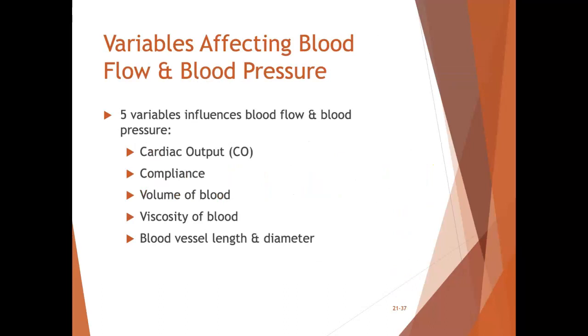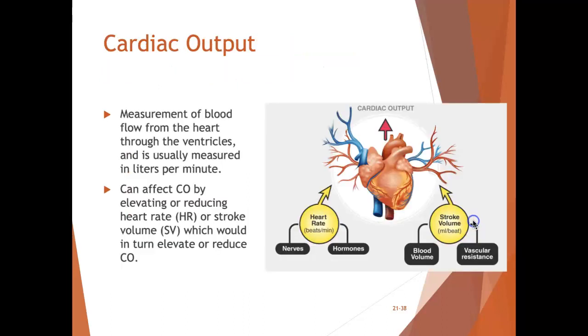Next, let's talk about the variables that affect blood flow and blood pressure. We've got 5 variables that do this for us: cardiac output, compliance, which we've talked about before, the volume of blood, the viscosity of blood, and blood vessel length and diameter. Let's talk about each one of these individually, starting with cardiac output.